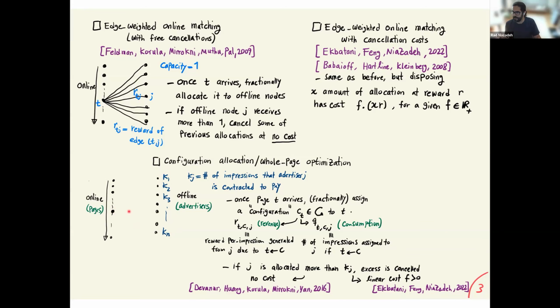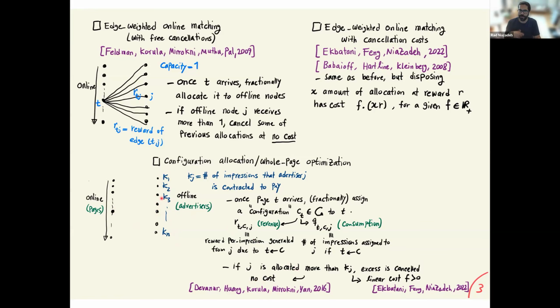And then the way that it typically works is that for the entire page, you pick a configuration of how these ads are going to be displayed. And then configurations determine how many impressions each advertiser gets and how much they have to pay, etc. So it's a very general model that will include everything I'm saying. And this model has also been studied under the free cancellation and also costly cancellation model.